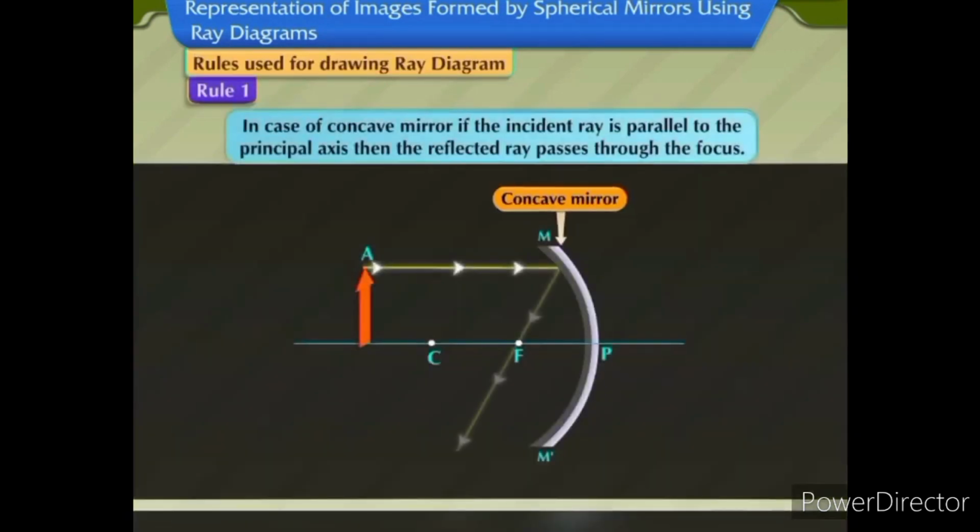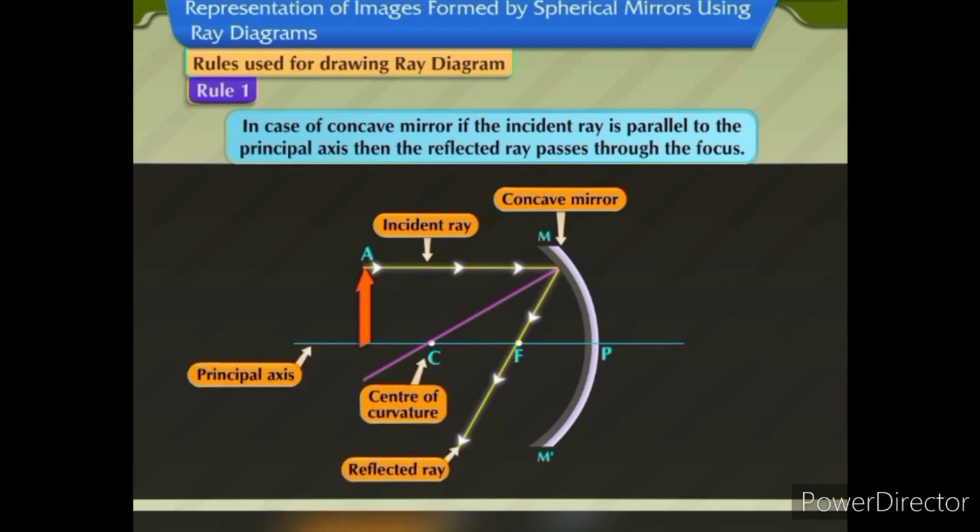Rules used for drawing ray diagram. Rule 1. In case of a concave mirror, if the incident ray is parallel to the principal axis, then the reflected ray passes through the focus. Here the incident ray makes an angle I with the normal. A normal to the surface of the mirror at any point passes through the center of curvature C. The reflected ray makes angle R equal to I with the normal and passes through the focus.